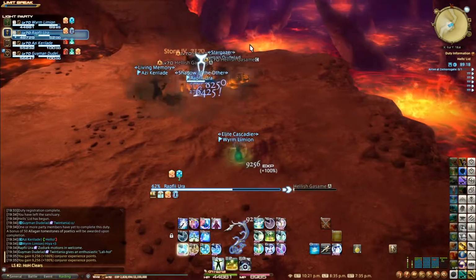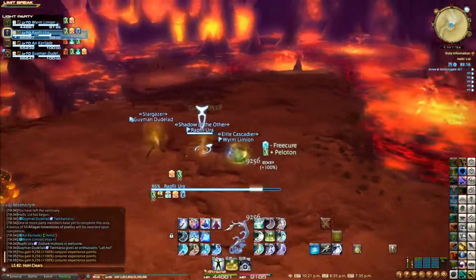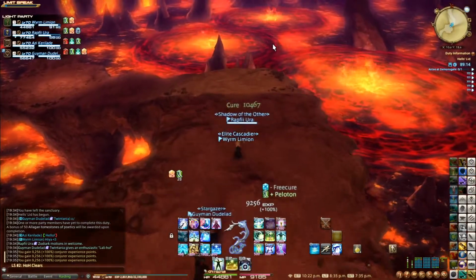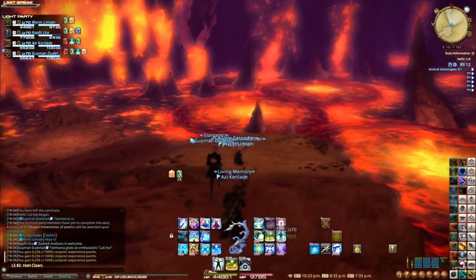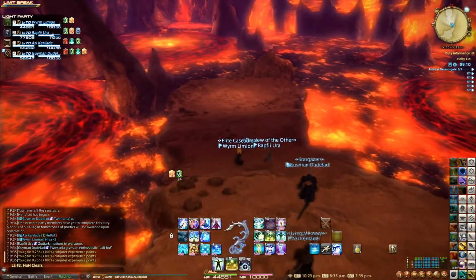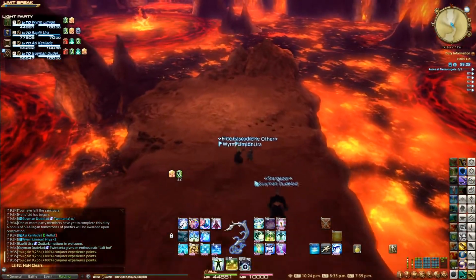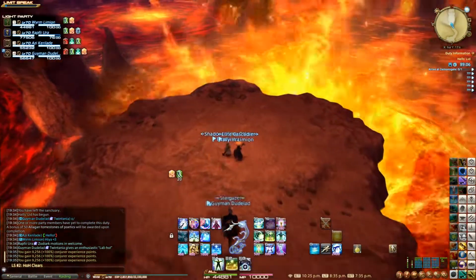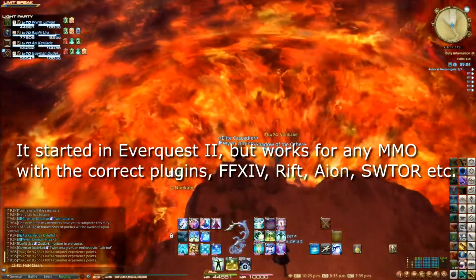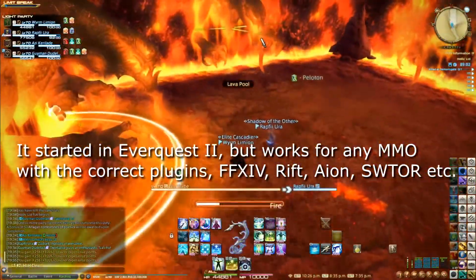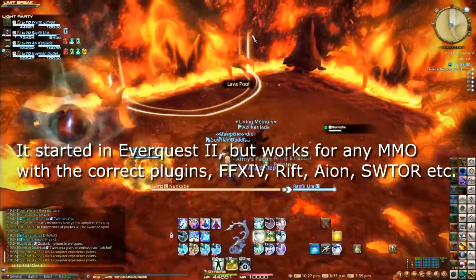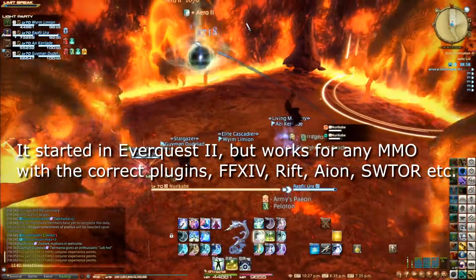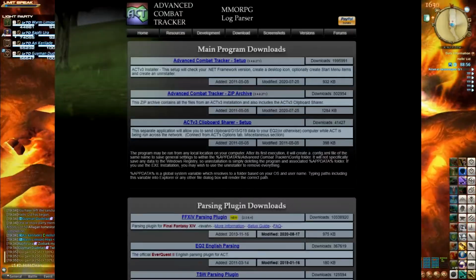During A Realm Reborn, players were working hard. Everything was brand new and groups were just starting to venture into the Binding Coil of Bahamut. It didn't take long for a popular method of measuring player statistics to make its way into the game from other popular games that have similar rating scenes. The tool is a third-party application called ACT, standing for Advanced Combat Tracker.